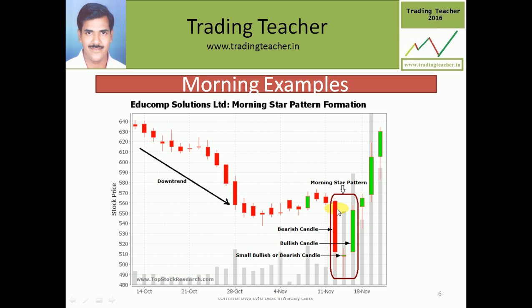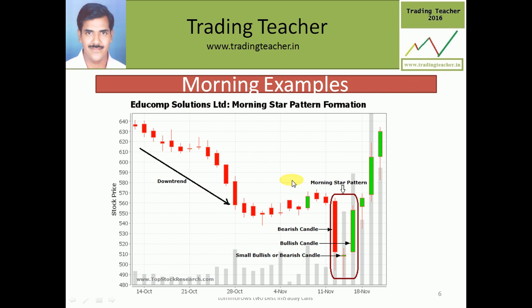The first candle has a very large drop in price. After that, an indecision candle, and the third candle was a bullish candle with a large rise in prices. Then the market has again gone upwards. You can see like this the market is going up here and here and here, and so on. These are the examples that I have taken from the internet.